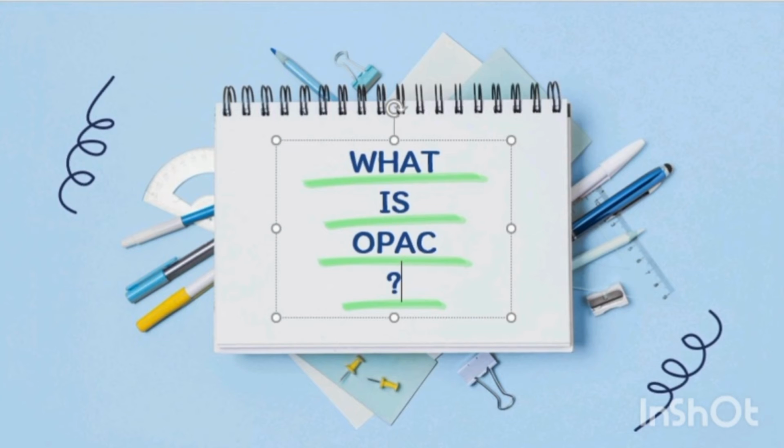UiTM uses Web OPAC to interact with the library user. They can directly communicate with the librarian via chat.